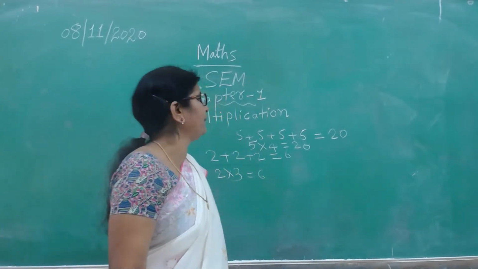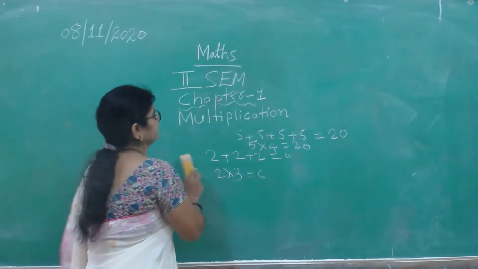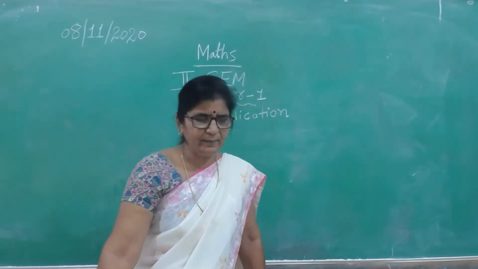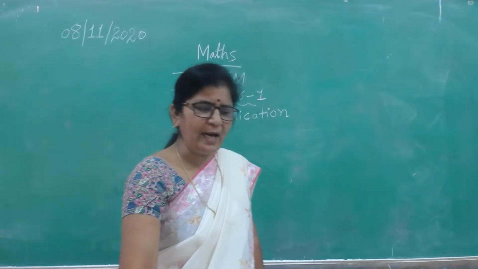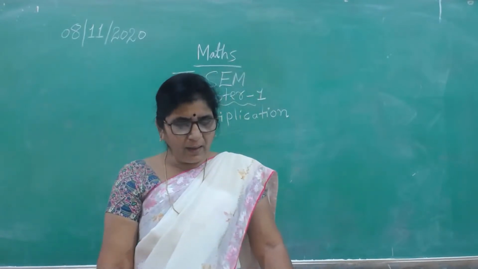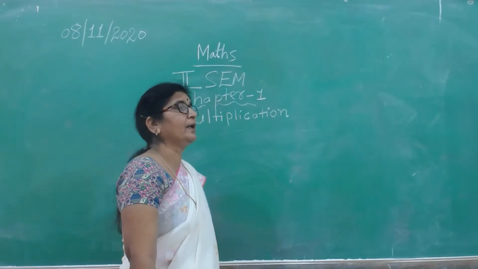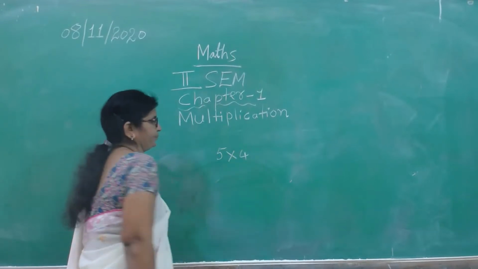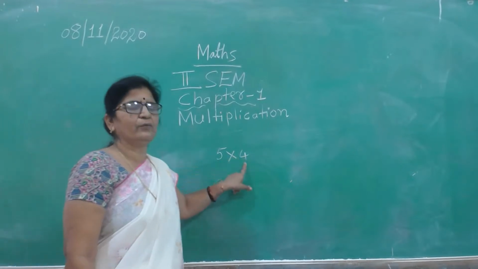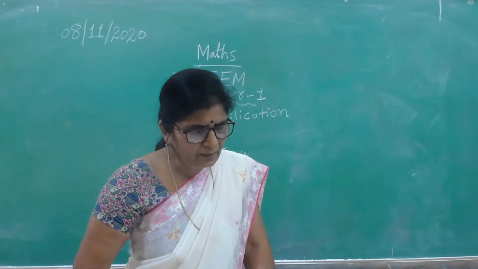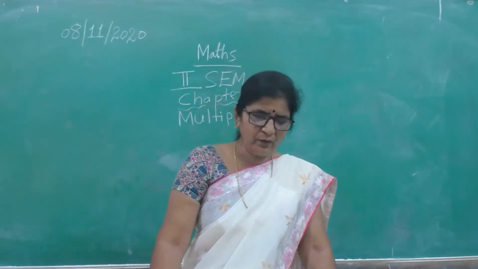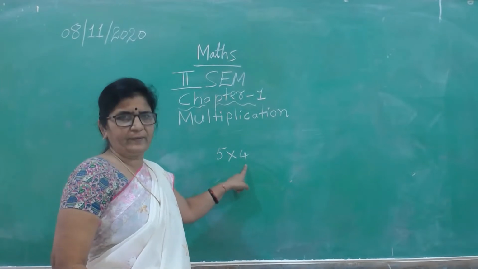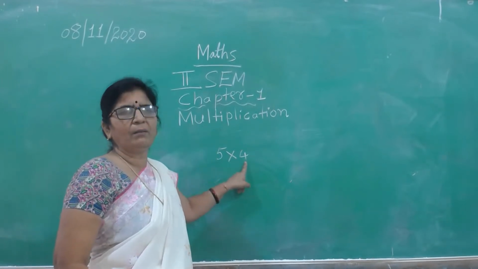Then in multiplication we have multiplicand, multiplier and product. What is multiplicand? Multiplicand is the number which is multiplied. For example, here I have taken 5 into 4. This 5 is a multiplicand and 4 is a multiplier. What is multiplier? Multiplier is the number which multiplies the given number. This is multiplicand and this is a multiplier.